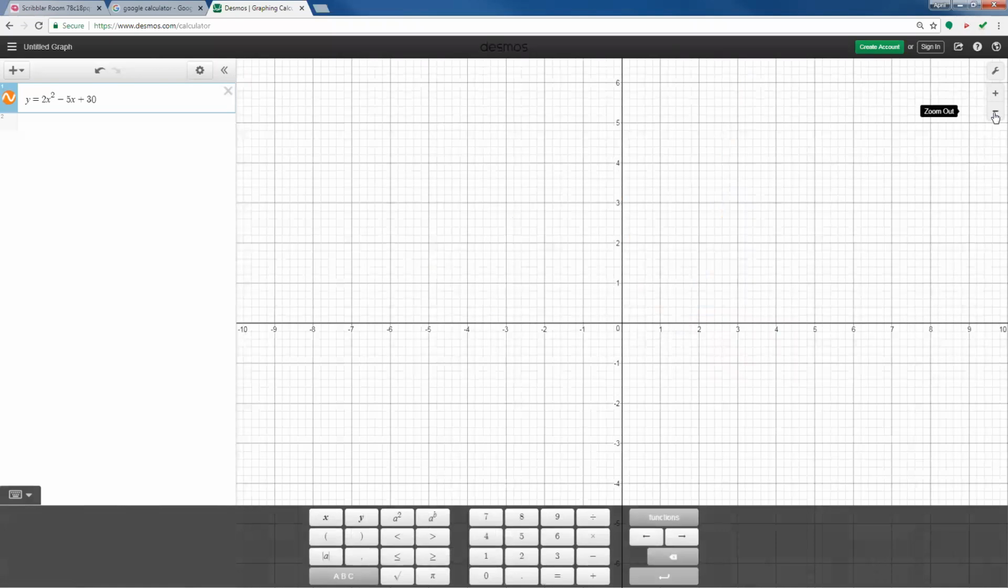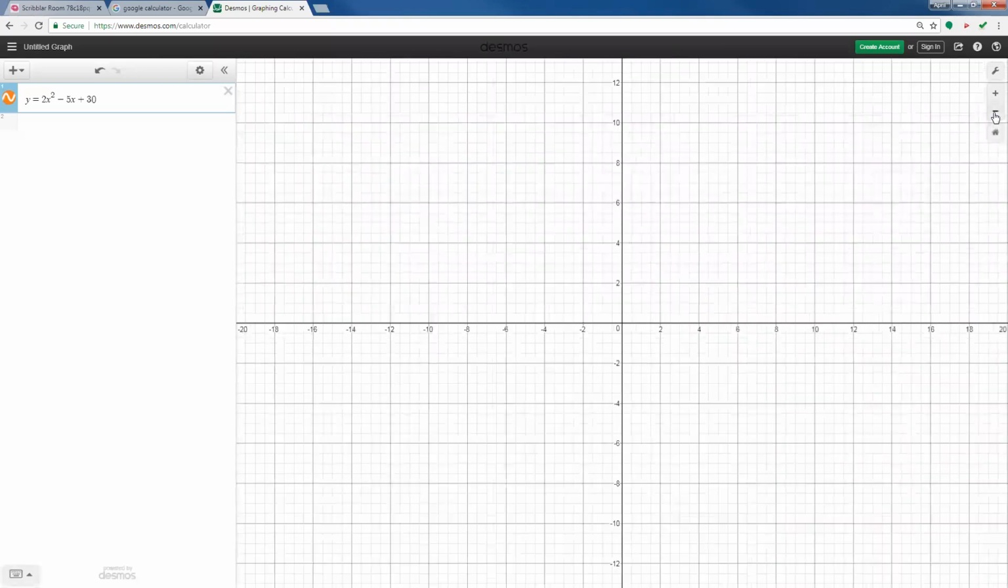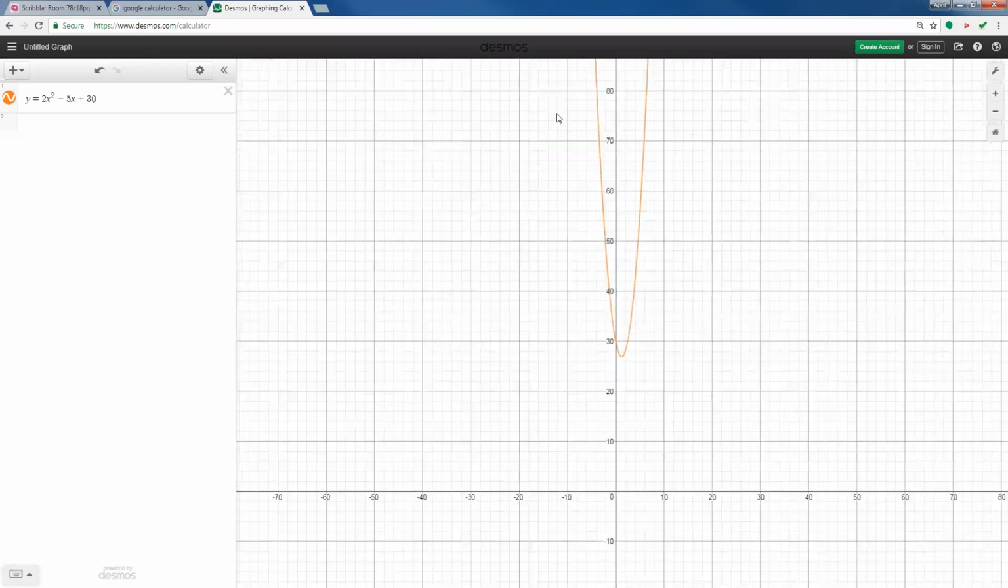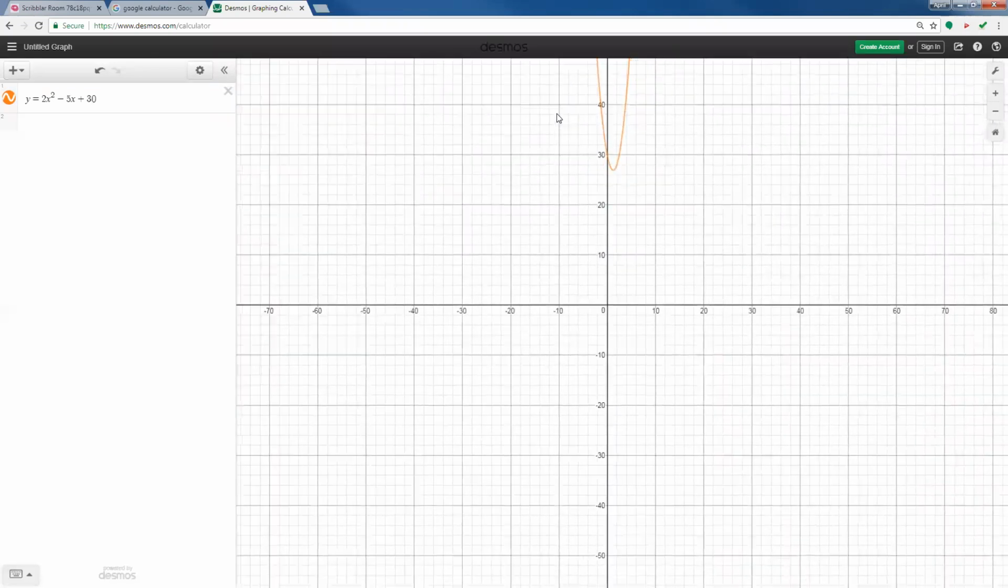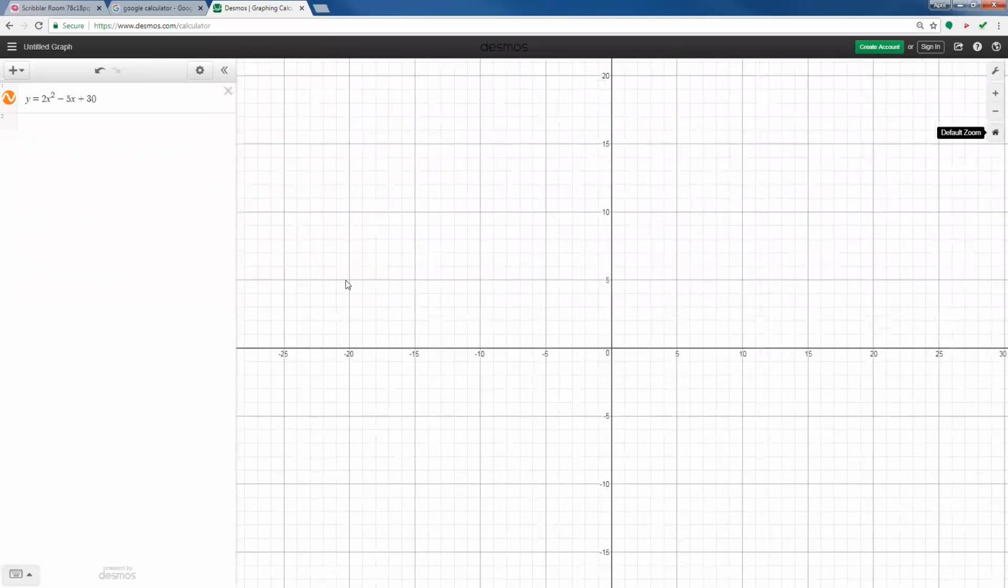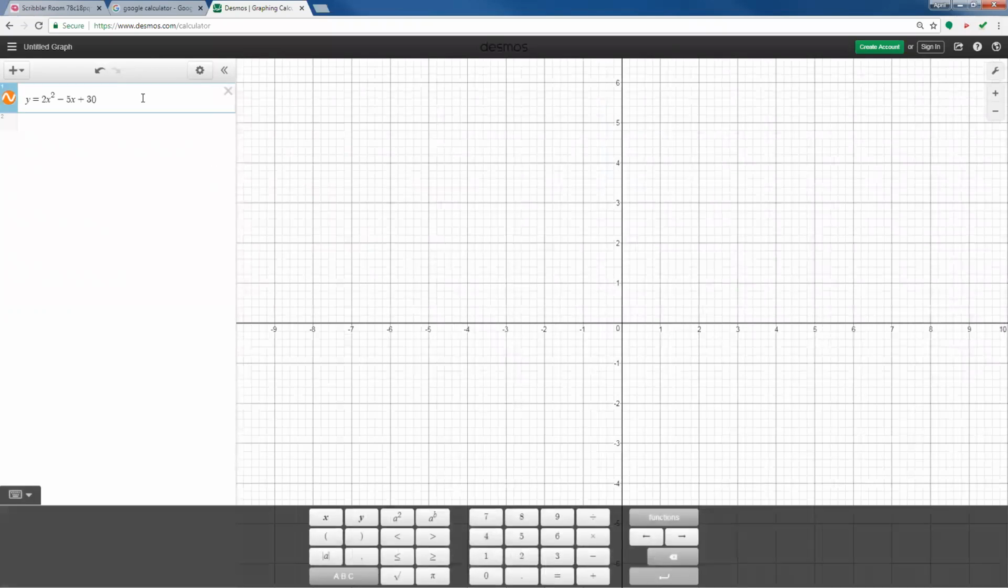So then you may want to zoom out to see if maybe it's up higher. Or you can click and drag to make stuff go down or up while you're using this calculator. And if you want to reset it, if you're like, well, I don't want it so big, you can hit the default zoom to get it back to the regular calculator.